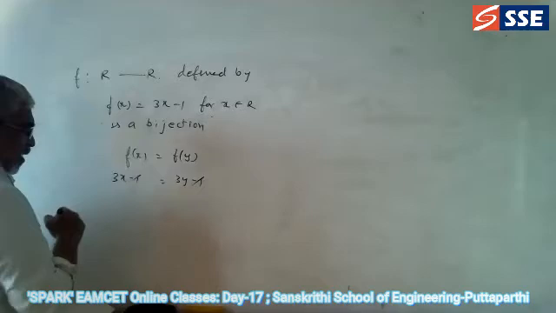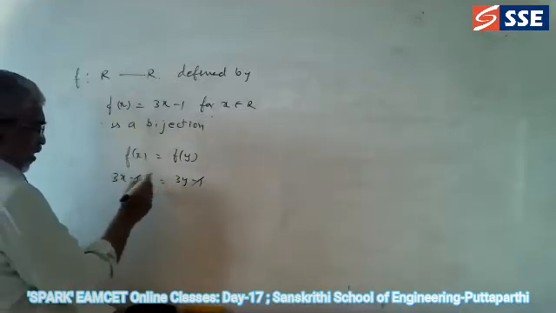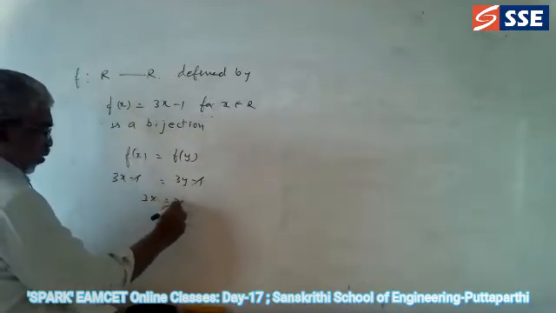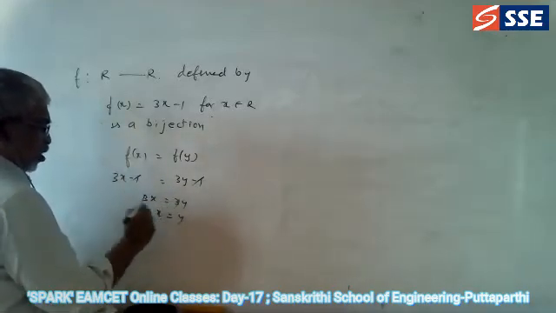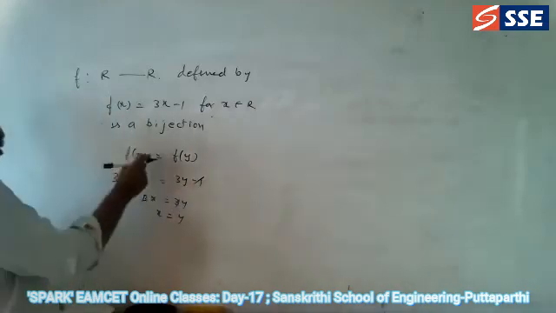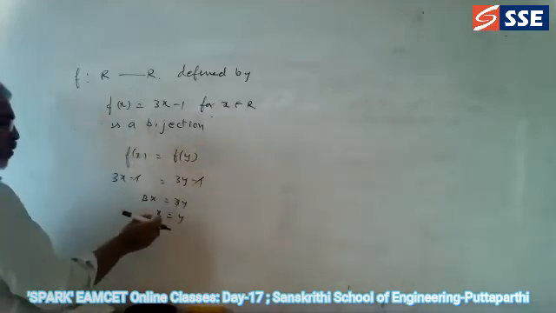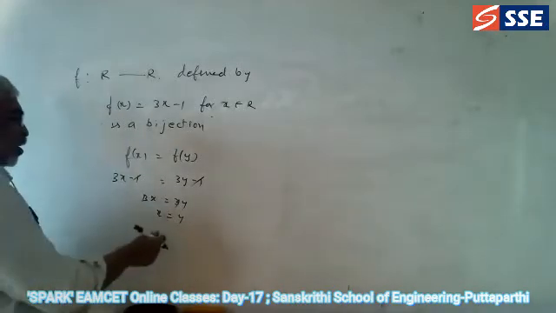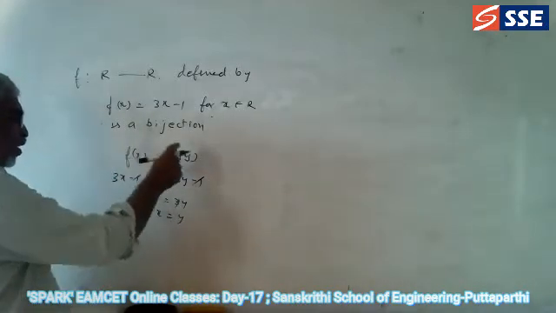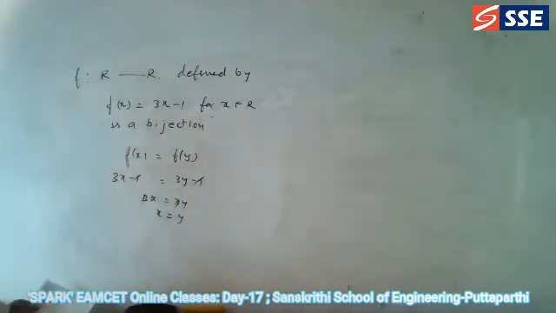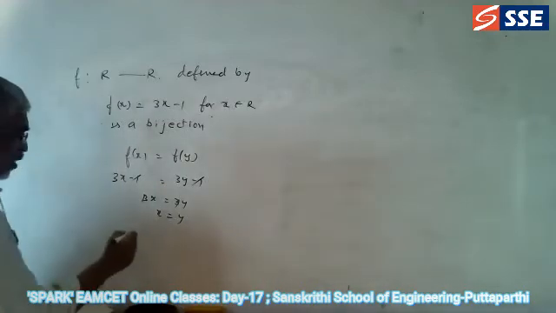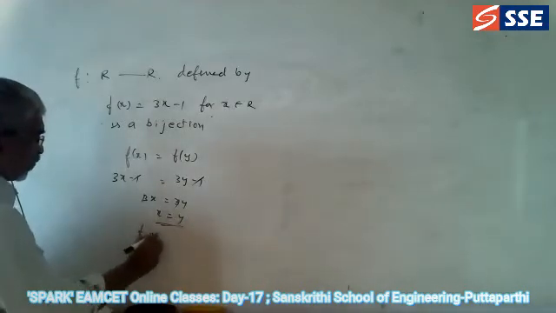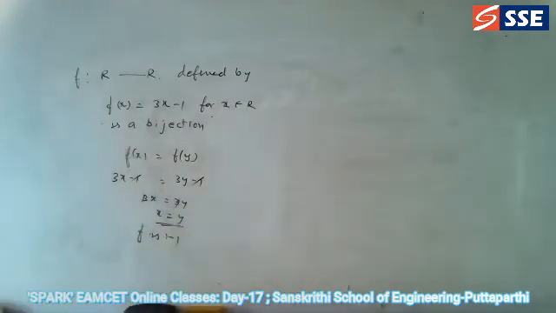And what is this? Cancel these two, you will get 3x and 3y. 3x is equal to 3y. Cancelling, it is x is equal to y. That means what? If f of x and f of y are equal, then they are not going to separate values, they go only to one value. If you prove this, it means f is 1 to 1. It is f is 1 to 1.